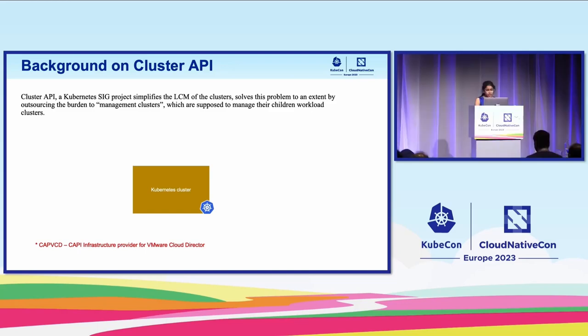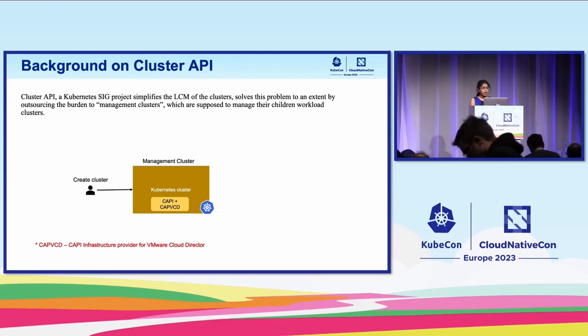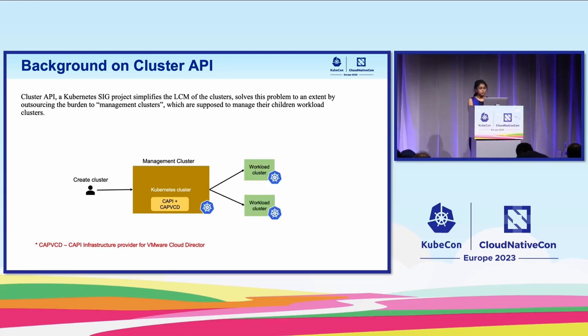Cluster API expects a parent cluster to be already present in order for end users to create and manage workload clusters. A Kubernetes cluster with Cluster API components installed is called a management cluster. The idea here is that the user would come in and run commands against it to create workload clusters. So I want to highlight two points on this slide.